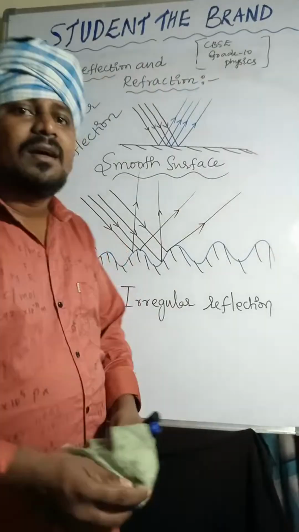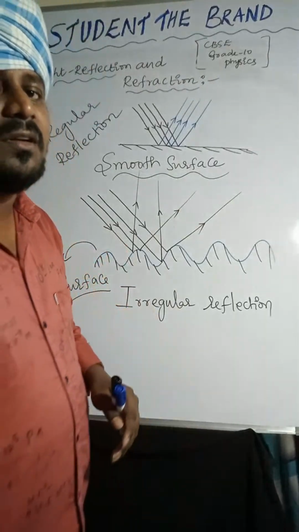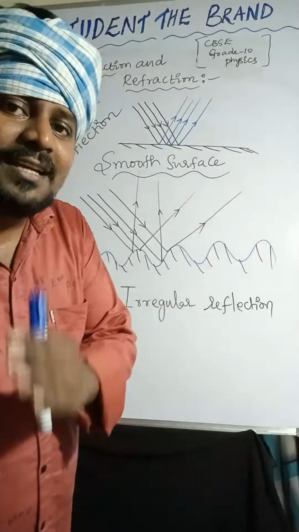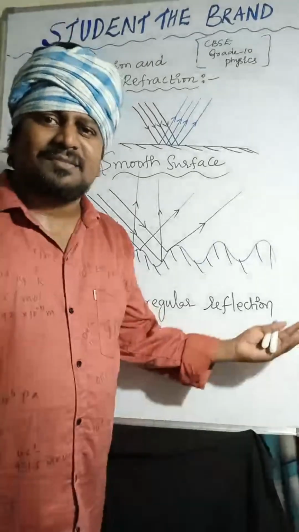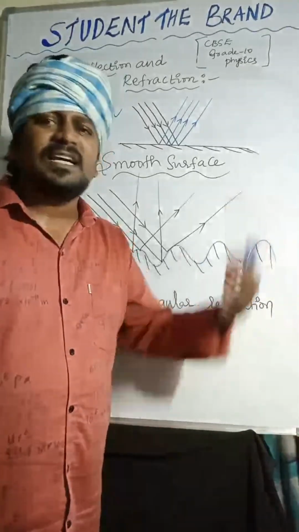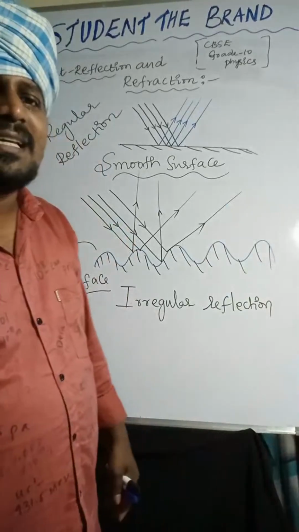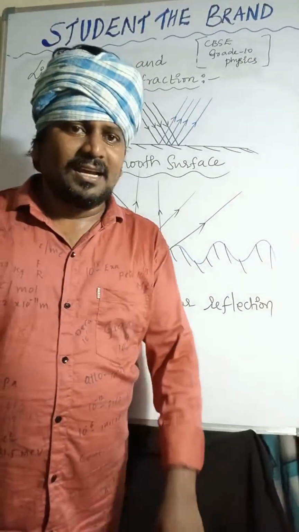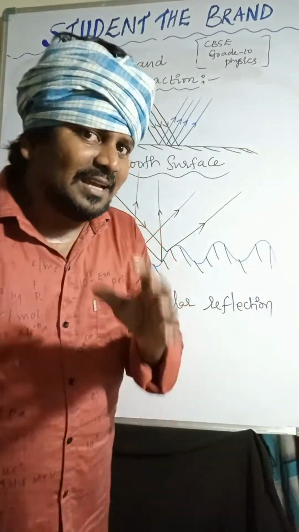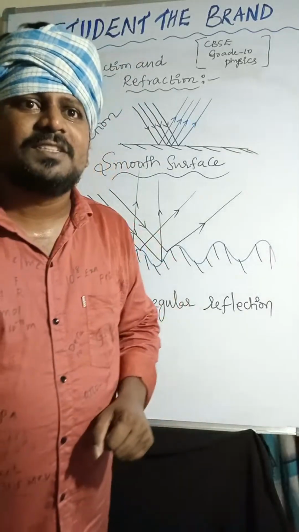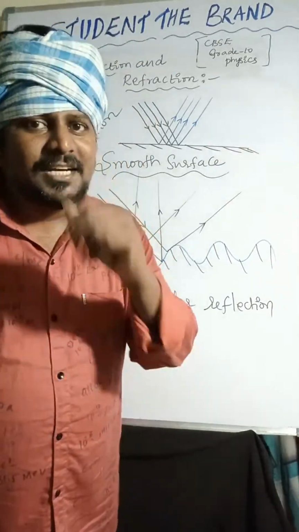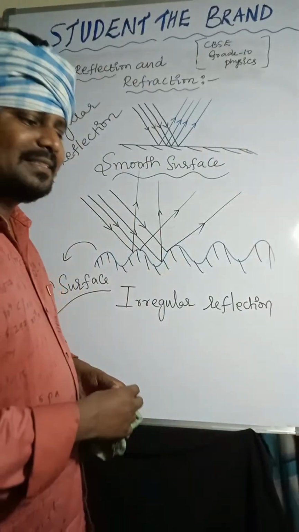Next one, I will discuss object and image. Sir, we know that, no, sir. Why are you discussing again? But here, real object and virtual image. Yes, sir. Right.